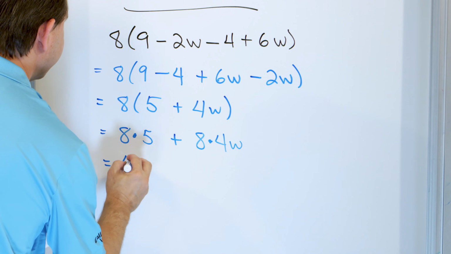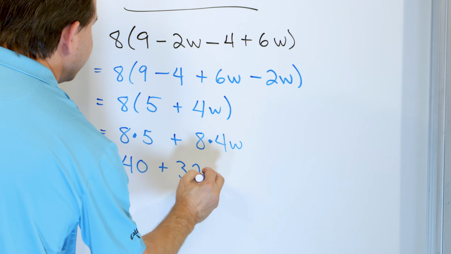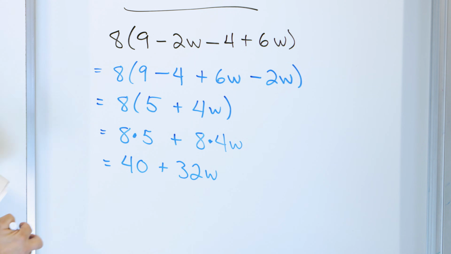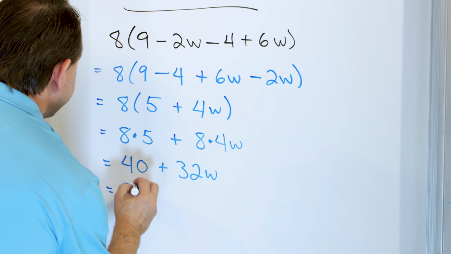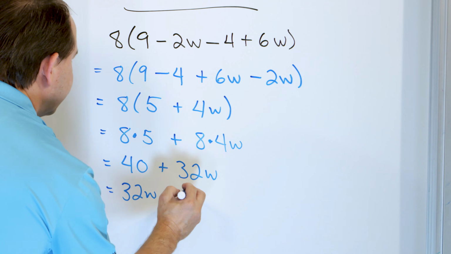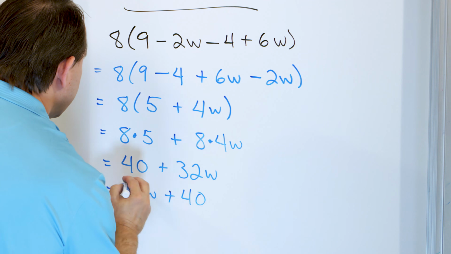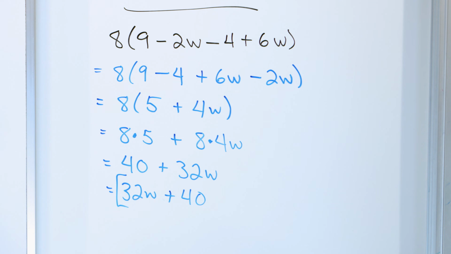Right? 8 times 5 is 40. And then 8 times 4 is 32. And the w comes along for the ride. So the actual answer is going to be 32w. I like to write the term with the variable first, plus 40. So the answer, 32w plus 40.